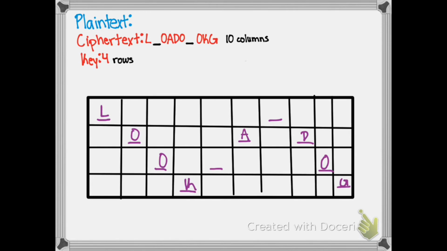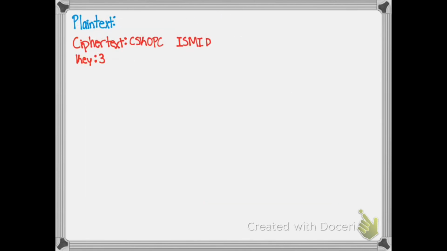Now that we have put in our letters, we have to solve it and write it out in plain text. Remember to go in a diagonal pattern as you read it. And when you finish, do not forget to put the spaces in. So when you write it out, your final cipher is look a dog. I want you guys to try this problem on your own. I'll wait for a few seconds, or you can stop the video while you are finishing the problem.